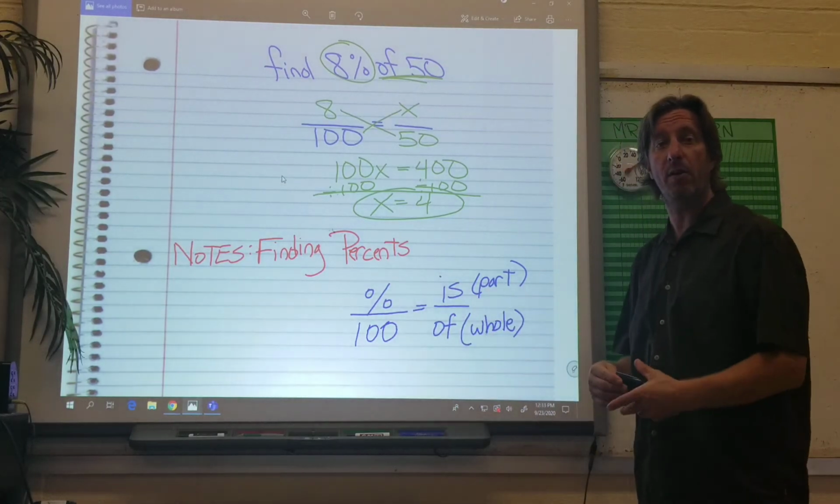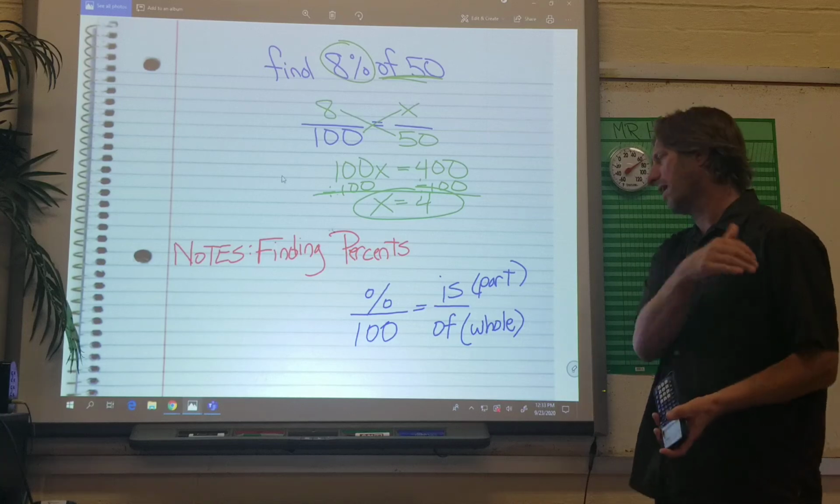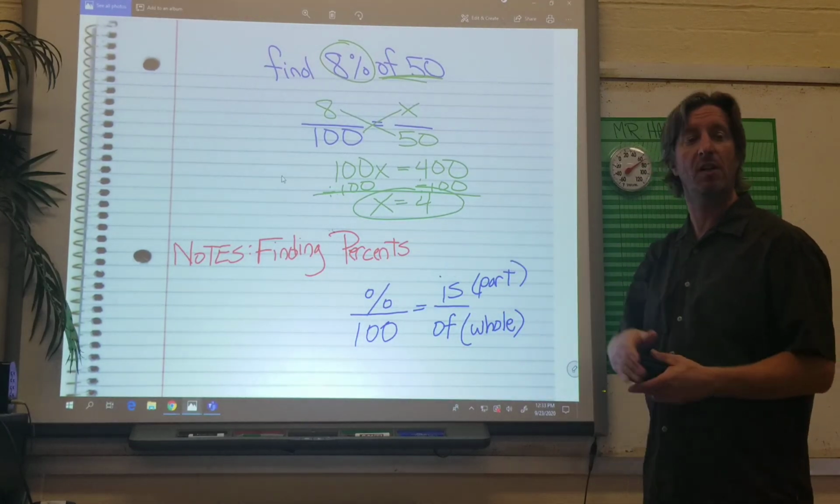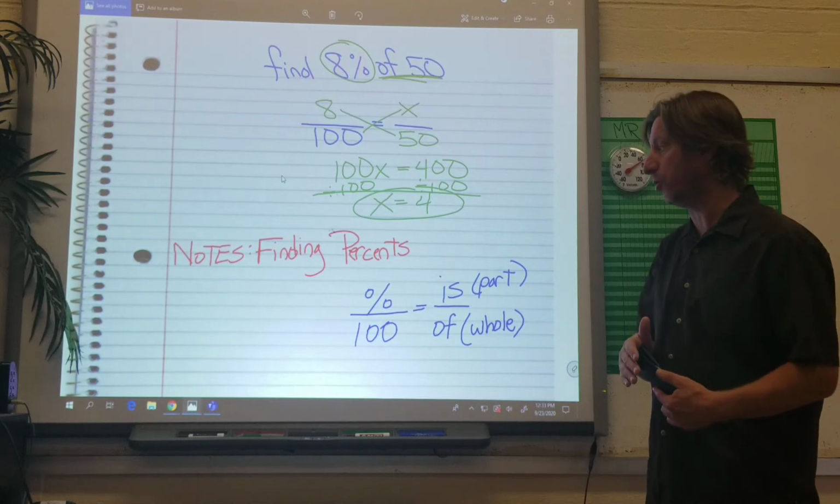All right. Now in the work it says to estimate. We're not estimating. We're just finding the actual percent. We know how to find the percents. We're not going to bother with estimating. We're just going to do it the right way.